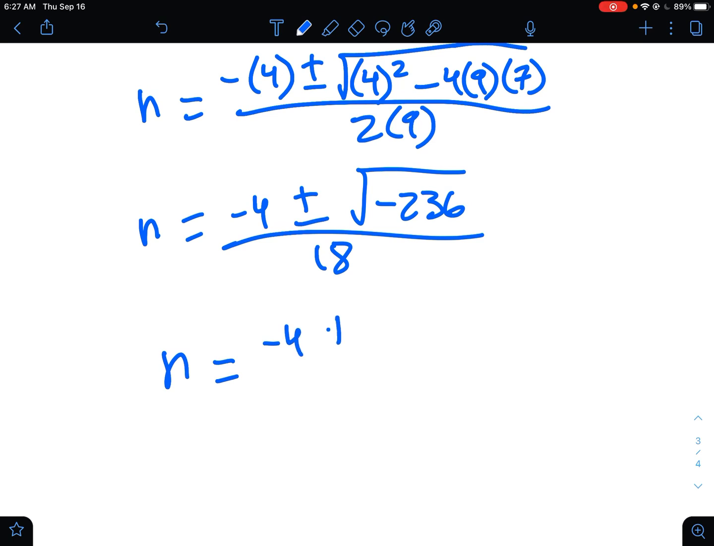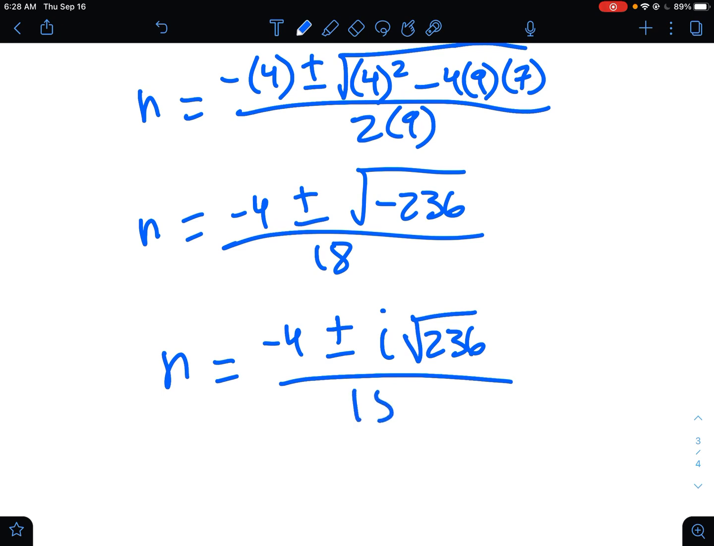So I'm going to do negative 4 plus or minus. And the way you convert this to imaginary terms is you're going to put an i. I do kind of a backwards j because that's just a formatting thing to let me know it's i, the special i in the imaginary number. And then you can put the positive version of what was under your square root. And so you can do i square root of 236. And I think that one's not a nice square root. It's not a perfect square. So we're going to leave it like that.